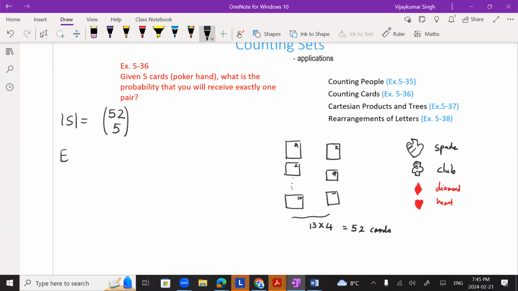Okay. Now let's say E, again, it's a good idea to name the event. So let E be the event that we receive exactly 1 pair. Okay. All right. So we want exactly 1 pair. What do you mean by 1 pair? A pair would mean you have, say, 3 of the same, right? So let's say 3 of diamonds, and say 3 of clubs, for example.